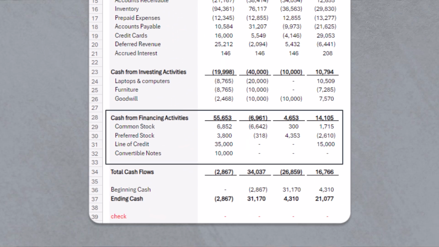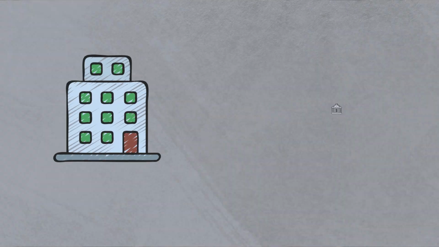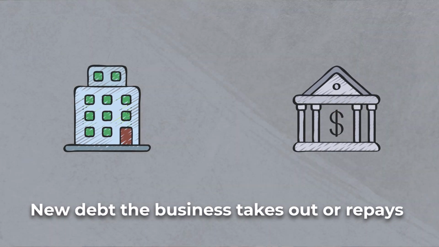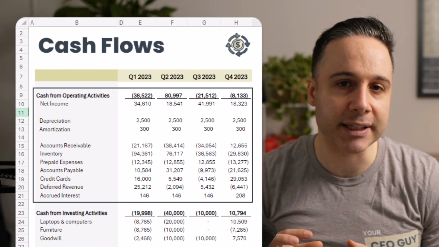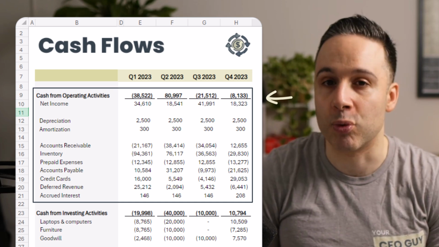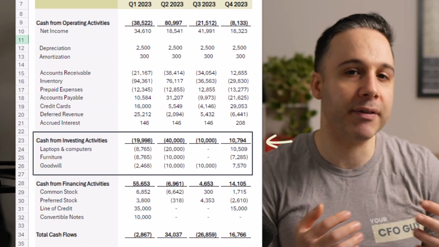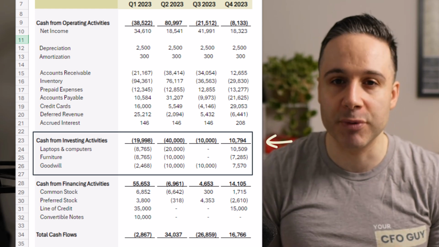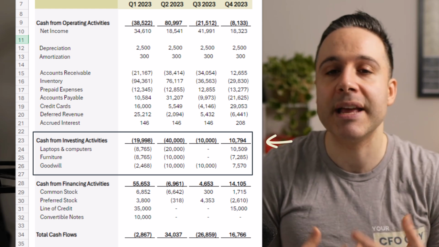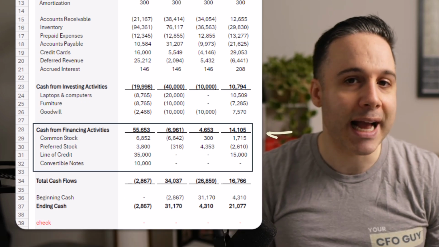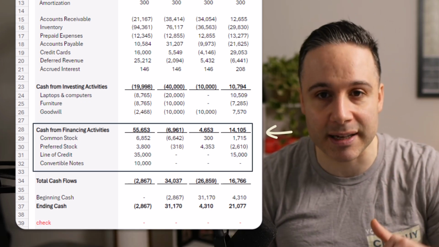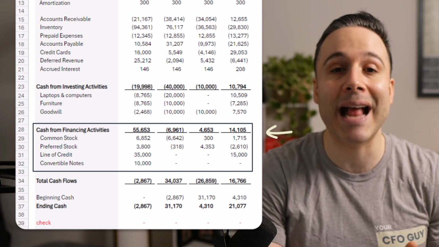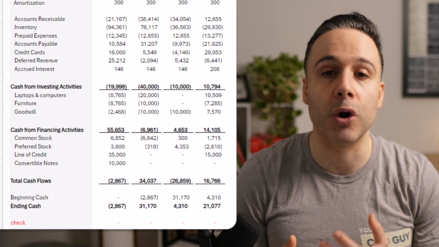So cash from financing activities, well, this can represent new debt that the business takes out or repays, or amounts put into the business by the new owners, to name a few. To summarize, cash from operating activities represents cash movements from running your company. Cash from investing activities represents cash movements from long-term assets invested into by the company. Cash from financing activities represents amounts either invested into the company or amounts paid out of the company to creditors or owners of the business.